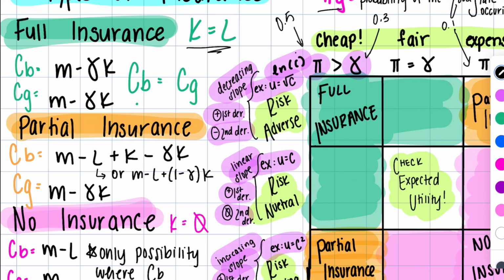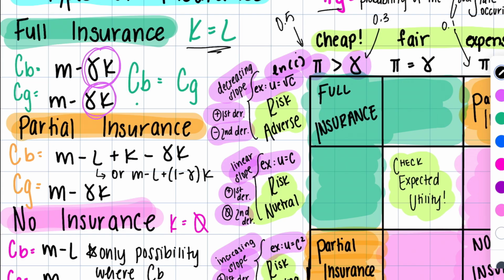Also under full insurance, your consumption in the bad and your consumption in the good are equal because you chose to fully insure, so all you're paying for insurance is this gamma K, right? This is what we pay for insurance, we've already figured out. And so whether we're in an accident, the bad state, or we're not in an accident, consumption in the good, we're paying our income minus our gamma K, what we paid out of pocket for insurance. So under full insurance, consumption in the bad and consumption in the good are equal.